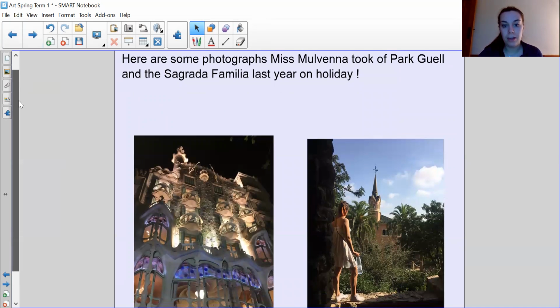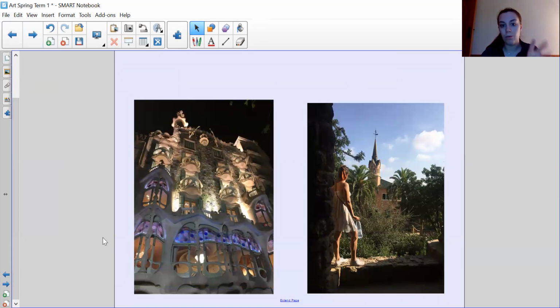Here's some more pictures I took. Here's a building Anthony Gaudi did. Can you see it's all got lots of rounded shapes and they look like seeds from nature? And there's me standing by one of the buildings.